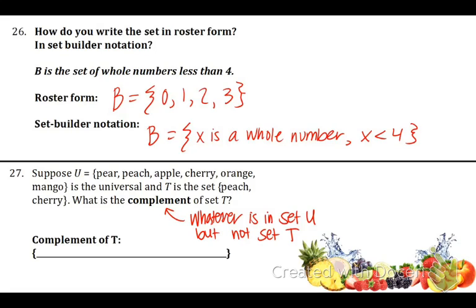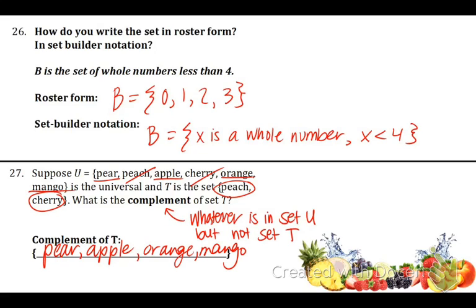So one quick way to do this is to recognize that set T is peach and cherry, cross out the peach and cherry in the original set, and the rest is the answer. Pear, apple, orange, mango. And that is the complement of set T.